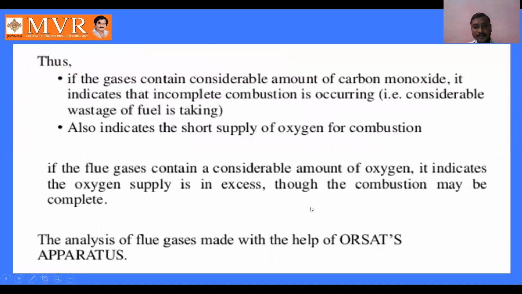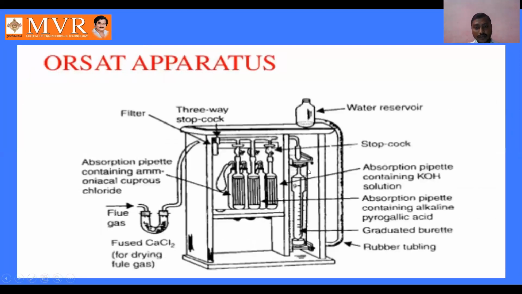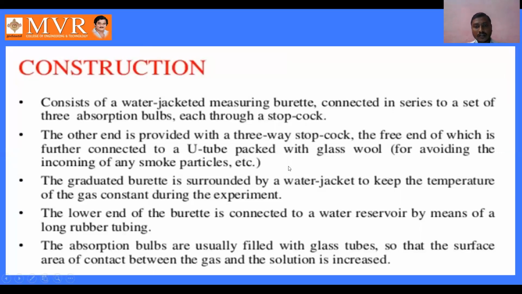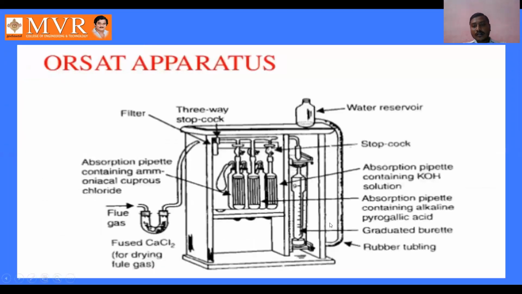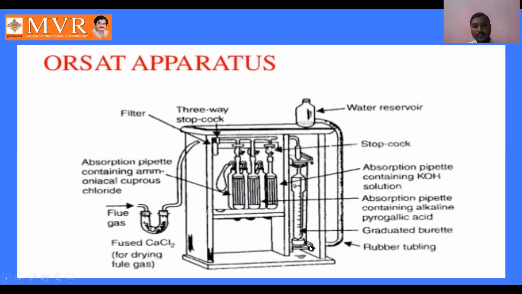Outside of the graduated burette we have the water jacket, to keep the temperature of the gas constant. The lower end of the burette is connected to a water reservoir by means of a long rubber tubing. By using this long rubber tubing, the graduated burette is connected below to the water reservoir.